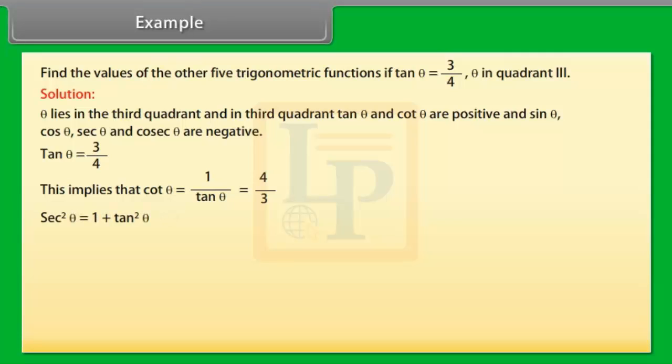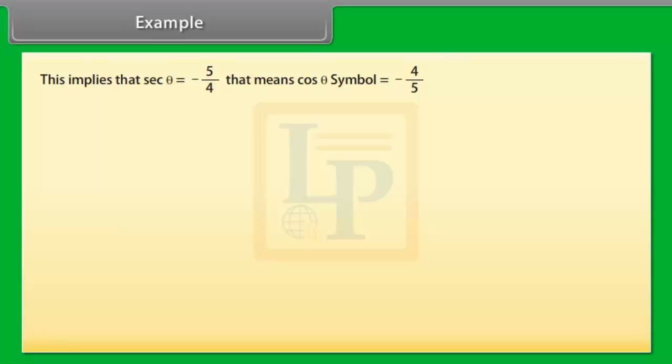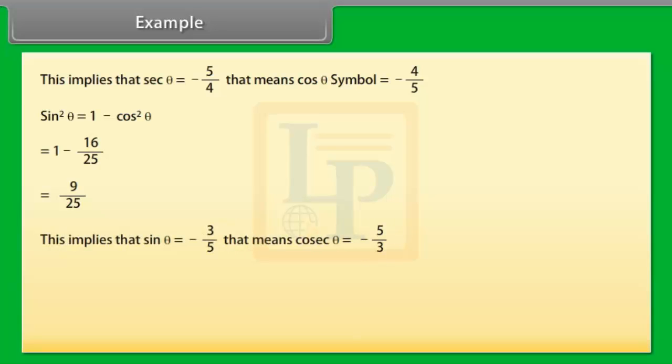Sec square of theta is equal to 1 plus tan square of theta, which is 1 plus (3 by 4) whole square, equal to 1 plus 9 by 16, equal to 25 by 16. This implies that sec of theta is equal to minus 5 by 4. That means cos of theta is equal to minus 4 by 5. Sin square of theta is equal to 1 minus cos square of theta, which is 1 minus 16 by 25, equal to 9 by 25. This implies that sin of theta is equal to minus 3 by 5. That means cosec of theta is equal to minus 5 by 3.